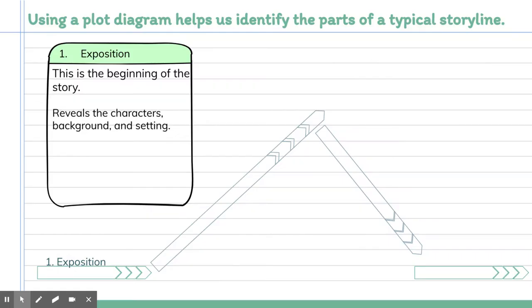This is what you call a plot diagram. It kind of looks like a triangle that kind of has little arms sticking out of it at the end. But the plot diagram is going to help us identify the parts of a typical storyline.